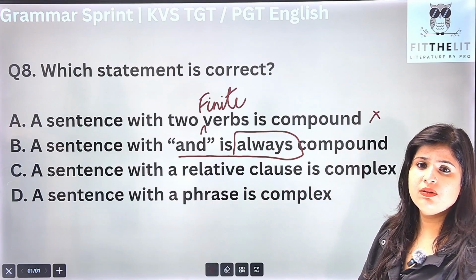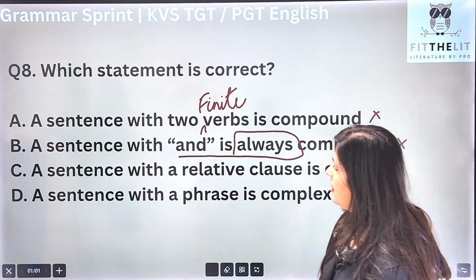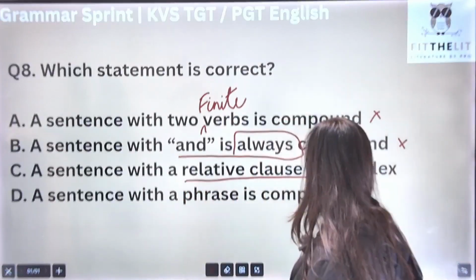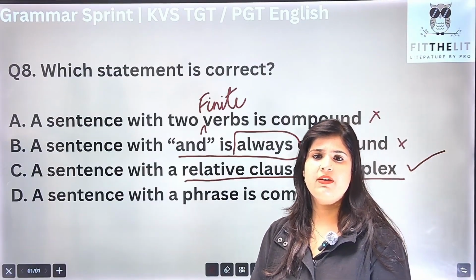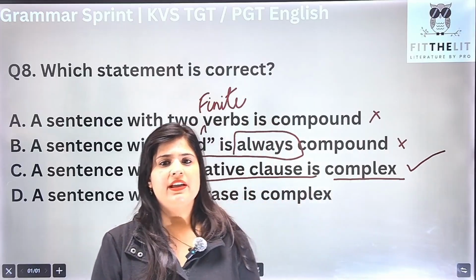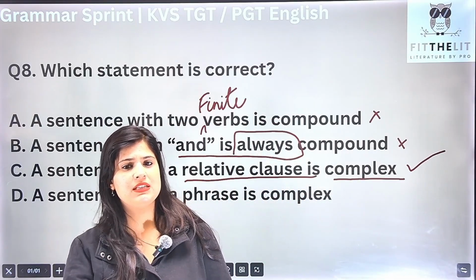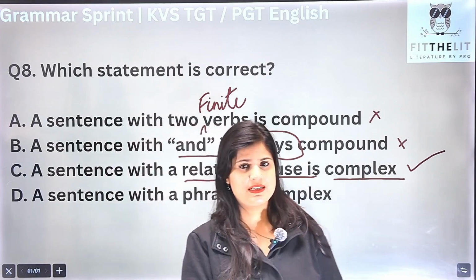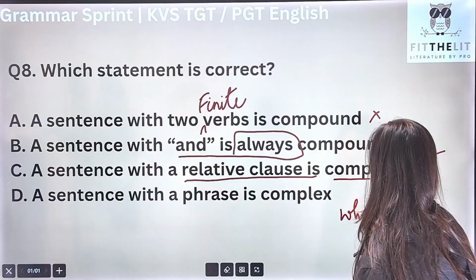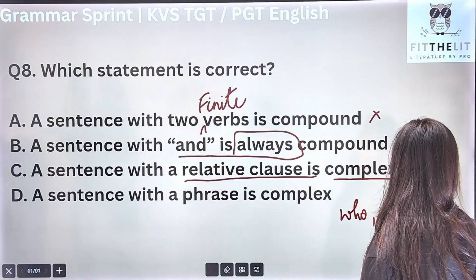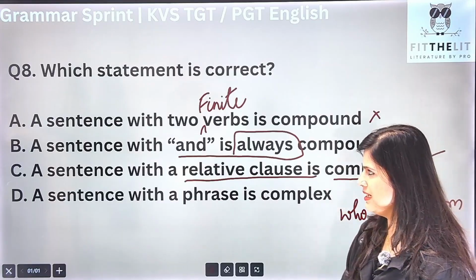Do you think I told you always compound? No, not always. A sentence with a relative clause is complex. Yes, this is correct. I discussed it in my core concept class that whenever relative pronouns introduce a relative clause, that always is a complex sentence. So if words like who, whom, whose are coming in the sentence, that means it is a complex sentence.